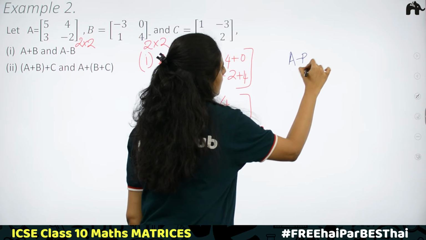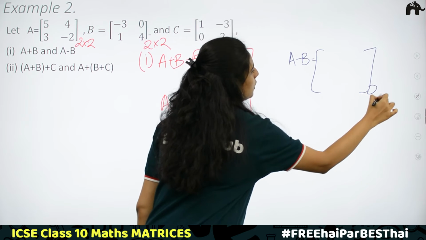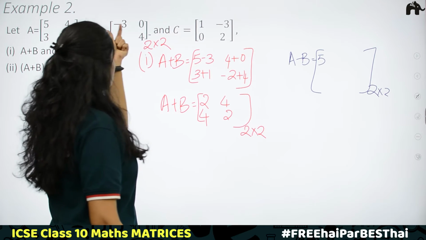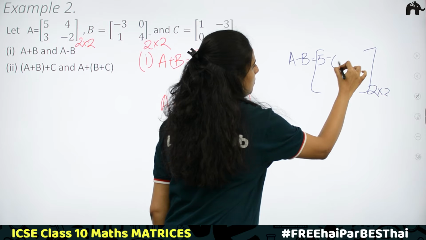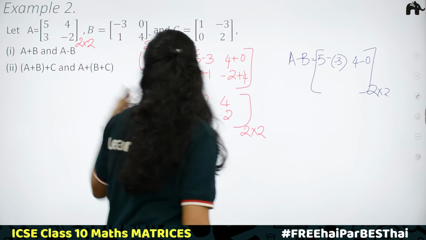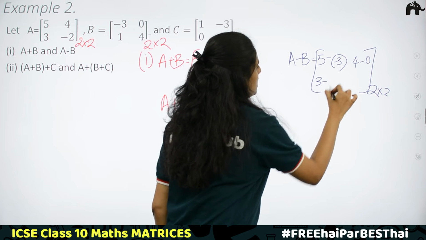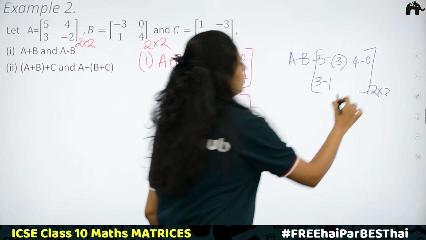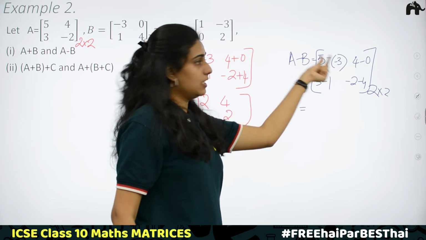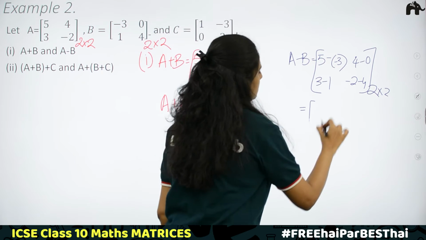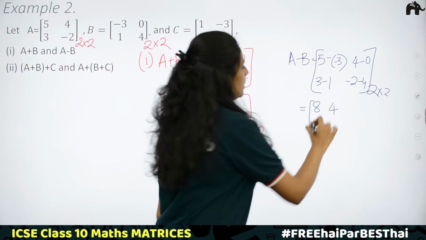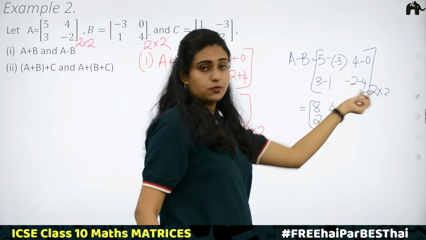A minus B matrix. We should get a 2 by 2 matrix. First, 5 minus of minus 3. We are subtracting this. 4 minus 0. Then 3 minus 1. And minus 2 minus 4. Elements are 5 minus of minus 3. It becomes 5 plus 3. 5 plus 3 is 8. 4 minus 0 is 4. 3 minus 1, 2. Minus 2 minus 4, that is minus 6.